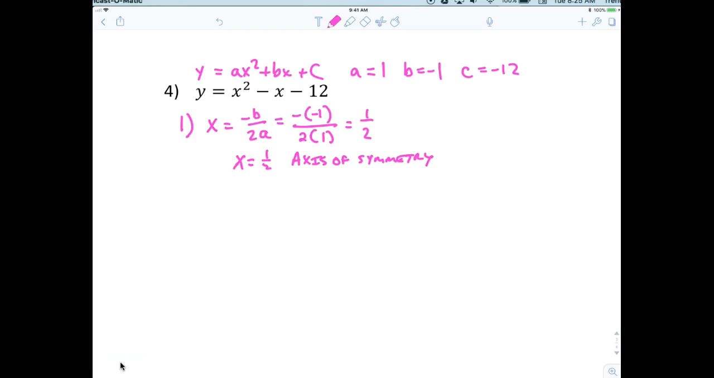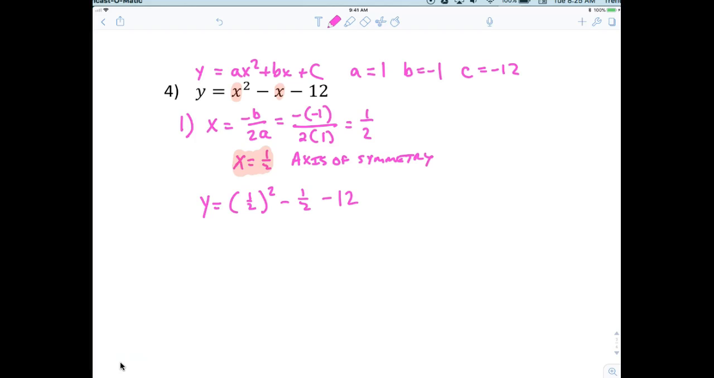So now I have the axis of symmetry is x equals 1/2. Now what I want to do is find the vertex. To find the vertex, you take this coordinate right here and plug it in for x. So y equals parentheses 1/2 squared minus 1/2 minus 12. All I did was I plugged 1/2 into the equation.